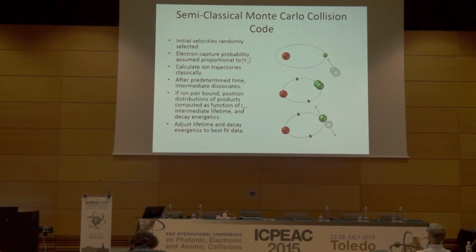Following collision, the trajectories of the subsequent ion pair are calculated classically up until a time equal to the assumed lifetime of the intermediate, at which point the intermediate dissociates and the energy is imparted to the fragments according to some distribution that we assume for the translational energy release. Following this dissociation, if the ion pair remains bound, their final trajectory is calculated so that we can get a distribution of their velocities as a function of delay time following the end of the laser pulse, the assumed lifetime of the intermediate, and the decay energetics.